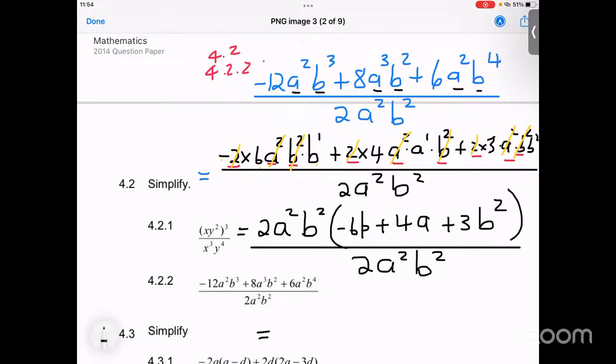Okay, then the nice part is that now I can cancel. It looks like the whole of that can cancel with the whole of that. And as they cancel, what you remain with is just negative 6b plus 4a plus 3b squared. Yes. This seems to be the end of it. This definitely seems to be the end of it.